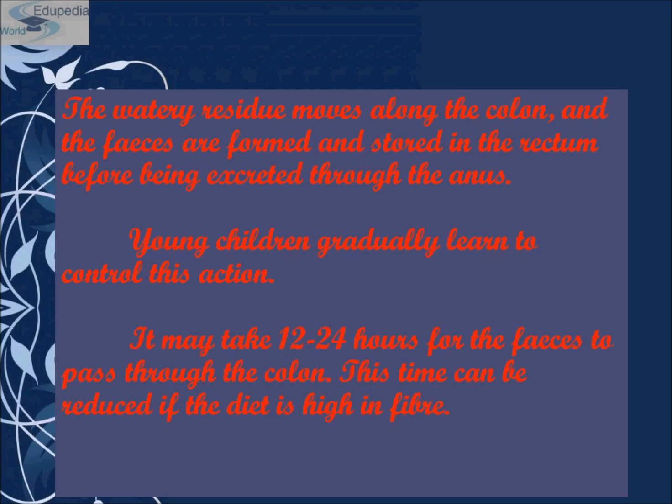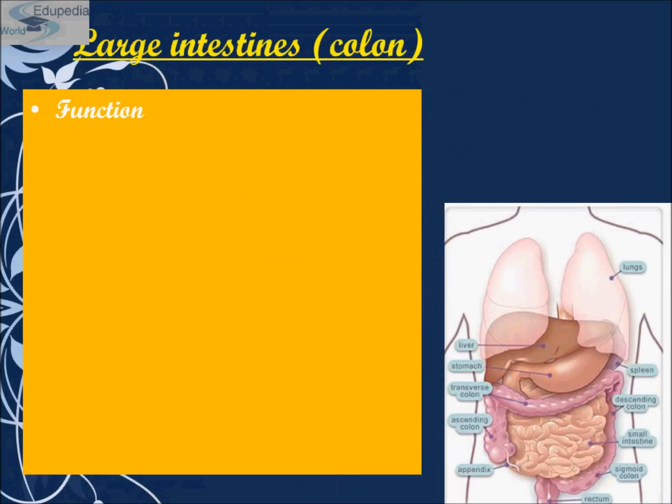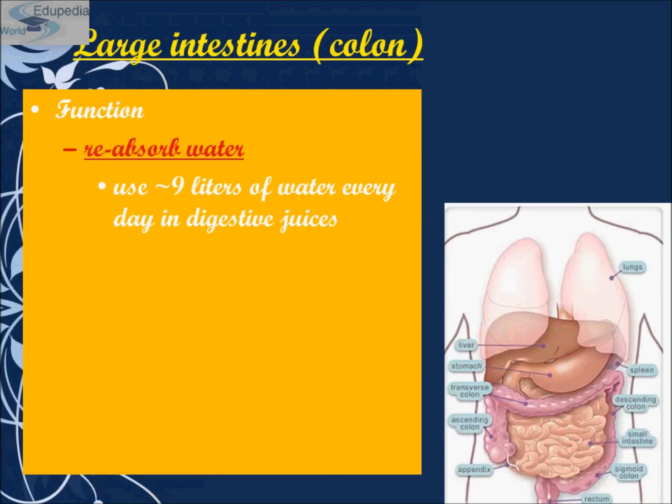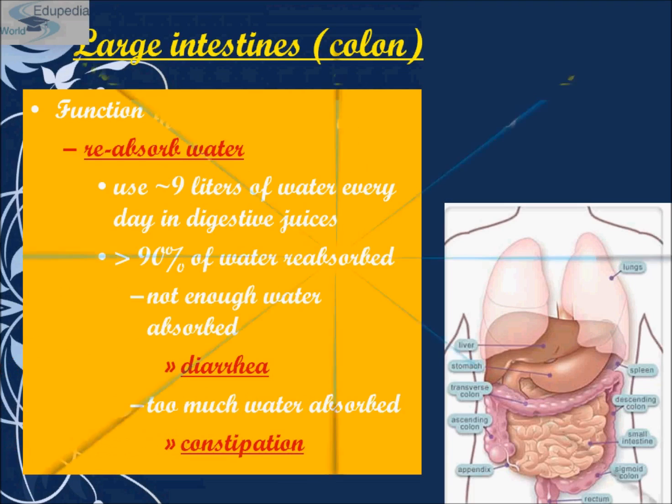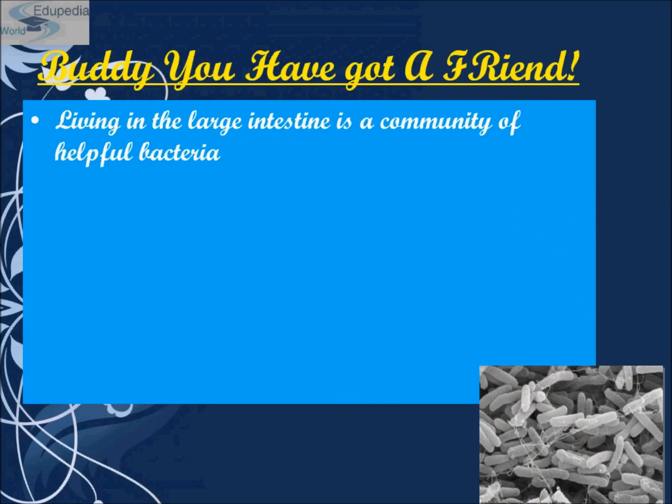This time can be reduced if the diet is high in fiber. The large intestine, or colon, function is to reabsorb water. It uses 9 liters of water every day in digestive juices. More than 90% of the water is reabsorbed. If not enough water is absorbed, then diarrhea comes, and okay, constipation also.